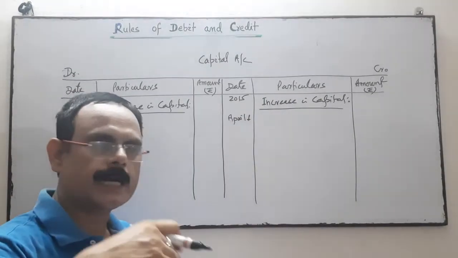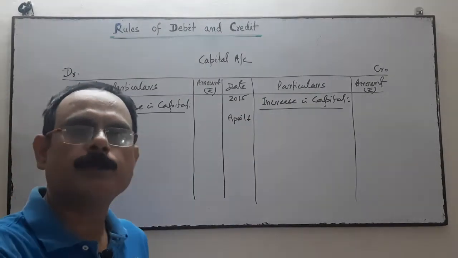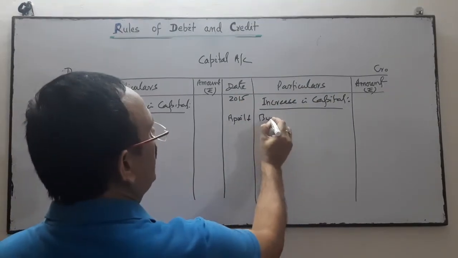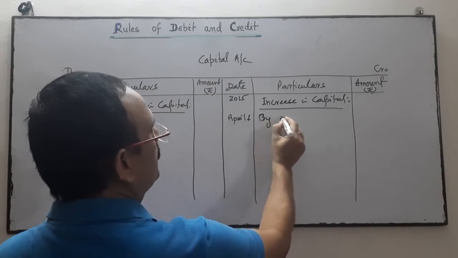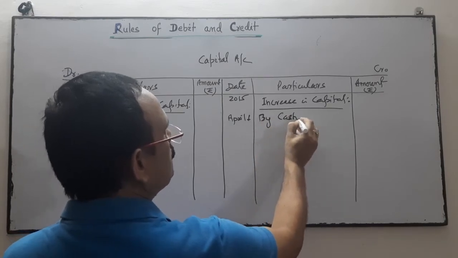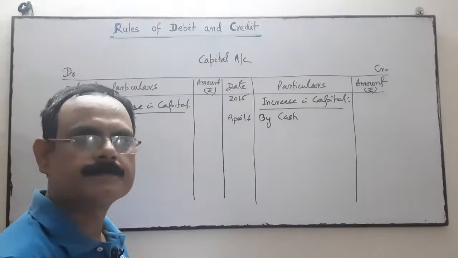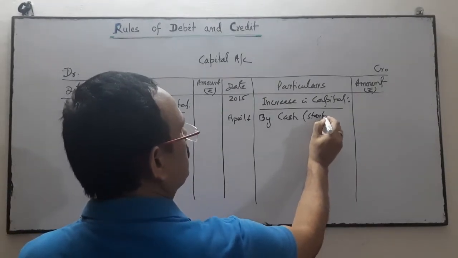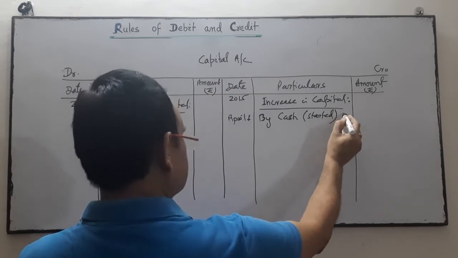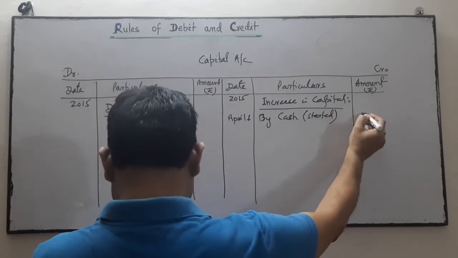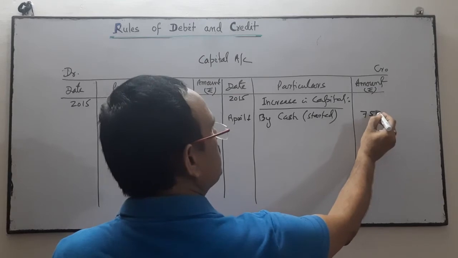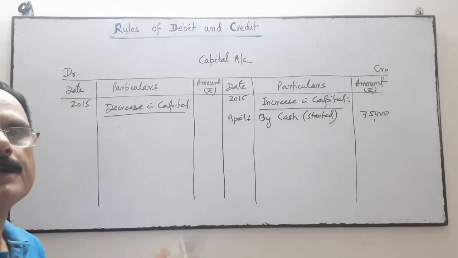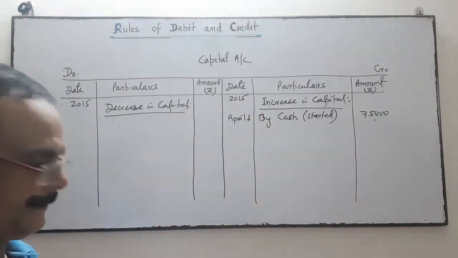When the proprietor started the business with cash, the capital of the proprietor will increase. So this side we will write it, by cash, started business with cash. This one is the first transaction. Business started with 75,000. Our capital will increase. That's why I have written it on the credit side.